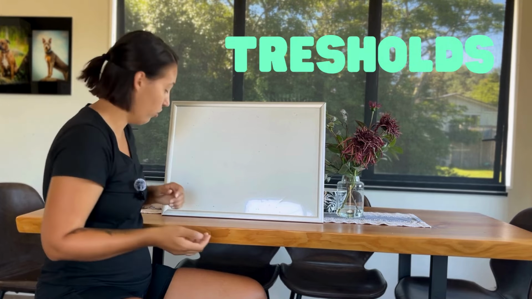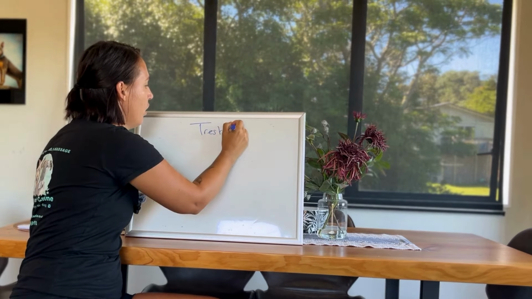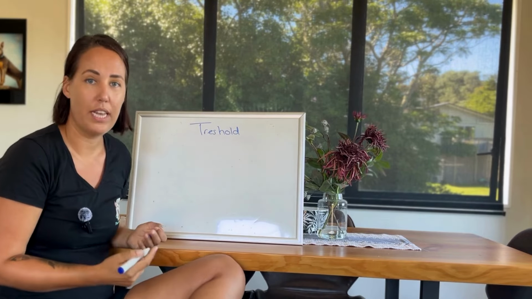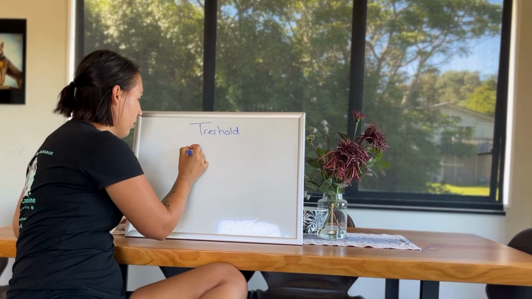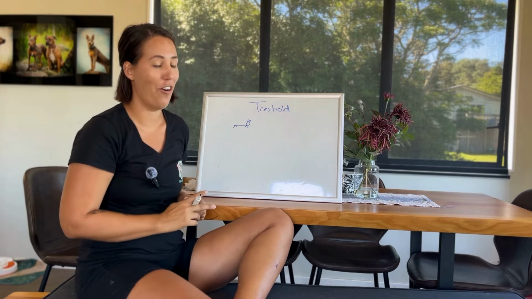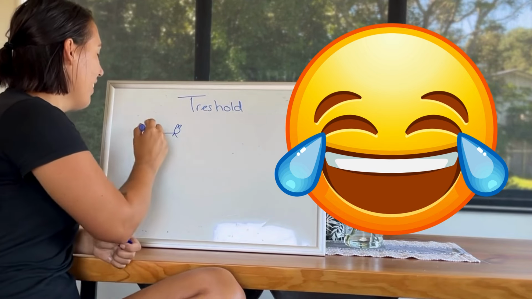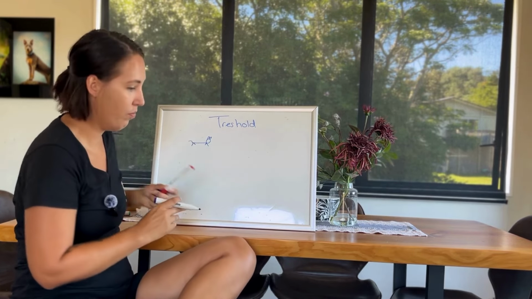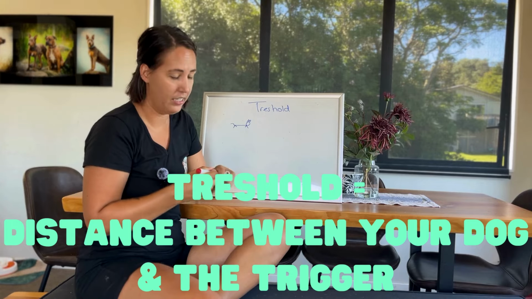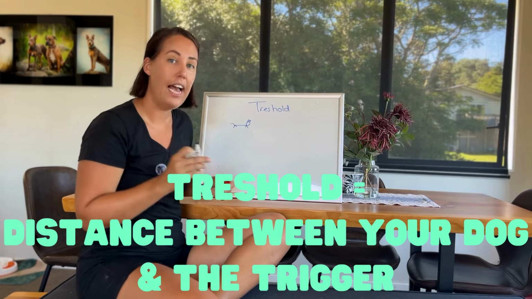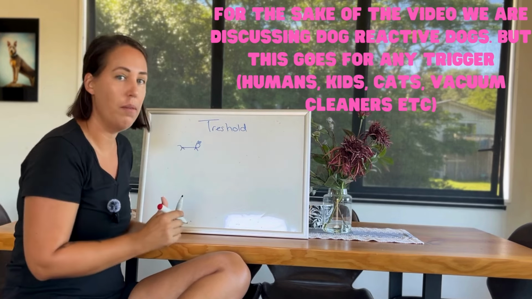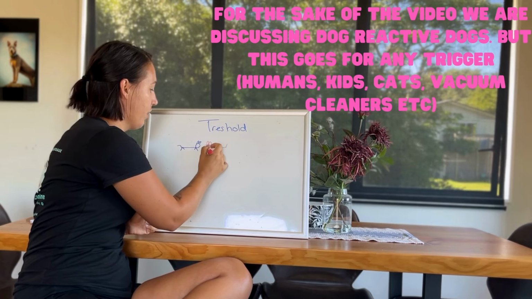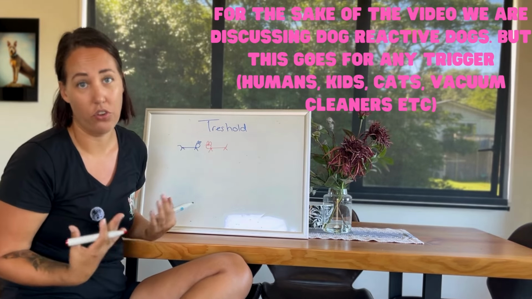Let's start with threshold. Dog trainers use the word threshold all the time, and what we mean by that is, if this is your dog, and I'm not a good drawer, then the threshold is the distance at which they can see a trigger and not react to it. So for some dogs, that's right here. Like there's another dog and they're totally fine greeting that dog.